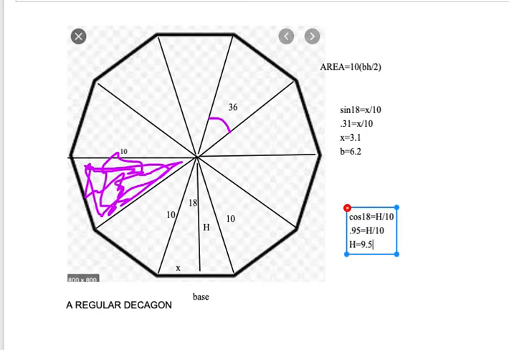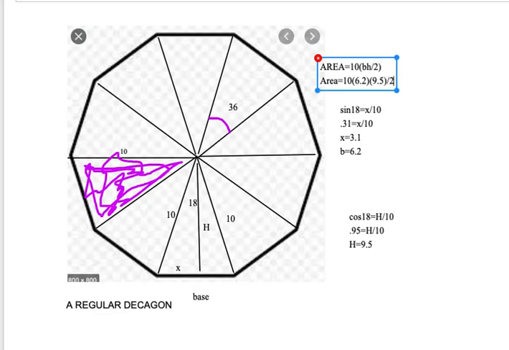All right, so now that I have my base and I have my height, I'm going to go back up to the formula I had right up here, and I'm going to find the area. It's going to be 10 times my base, which is 6.2, times my height, which is 9.5, divided by 2.